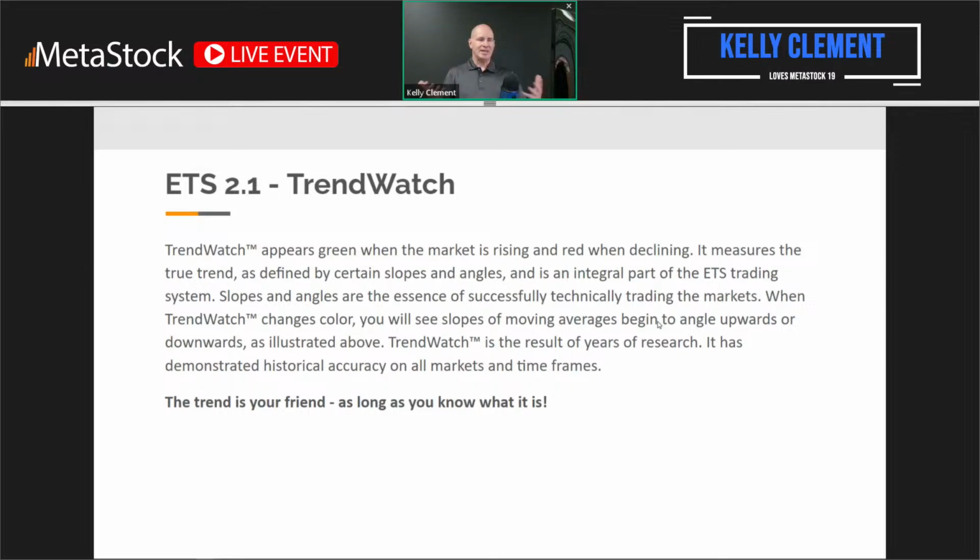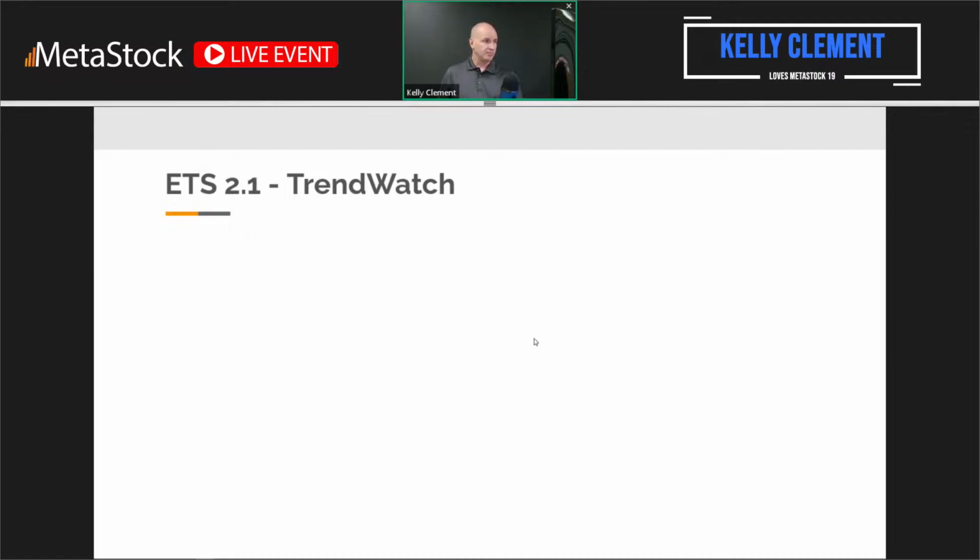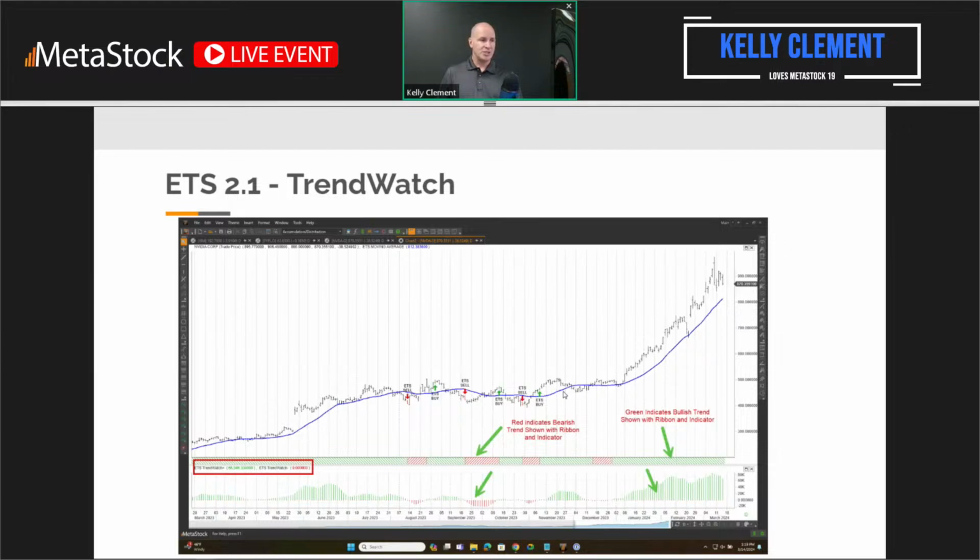And how it kind of decides all this is it uses the trend watch indicator, as I mentioned. It appears green when the market is rising and red when it's declining. And when we say market, we mean the specific stock that you're looking at. Okay, it's in the definition. It measures the true trend as defined by certain slopes and angles. So when you look at the chart, it's actually measuring the slope and the angle of this moving average to help you determine what the direction of it is.